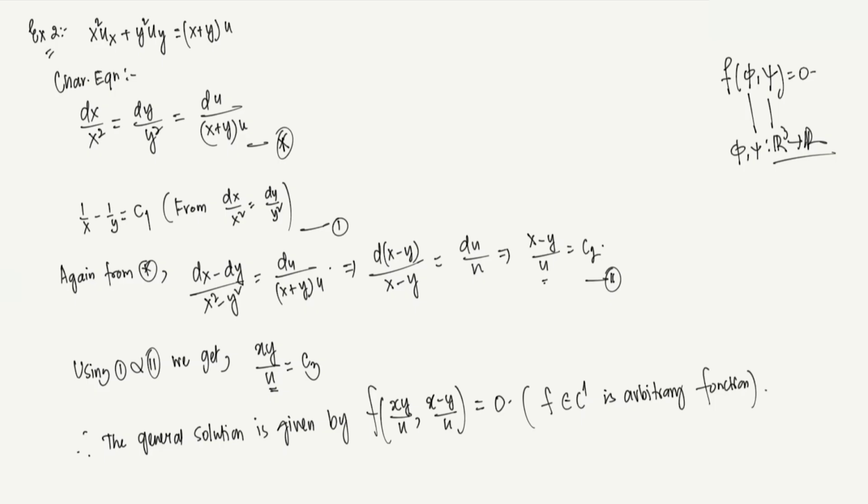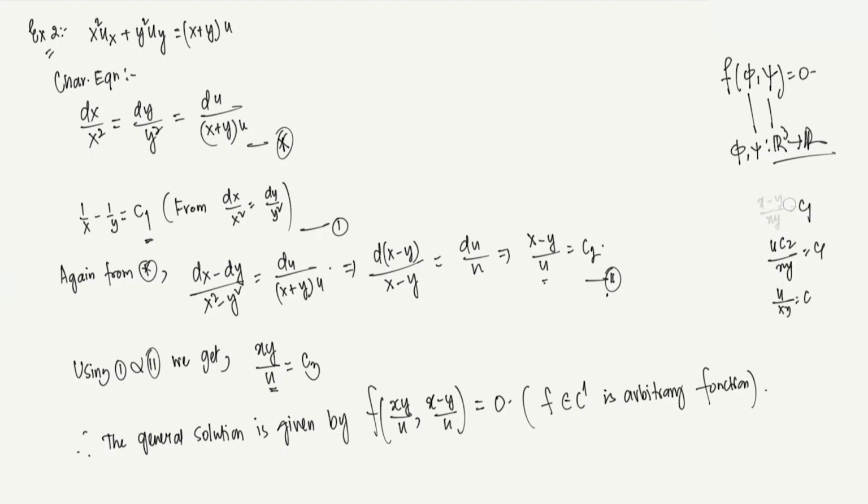Please understand this: this is a general solution. You can write it in many different ways, it's not like this is the only way to write it. This is how we wrote it, but you can use 1 and 2 and write it differently. From 1 you get (x minus y) by xy equals c1. Here (x minus y) is u times c2, so (x minus y) by xy equals c1 becomes u by xy equals a constant. This is the same thing, right?